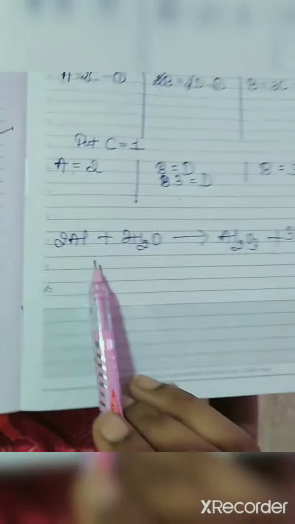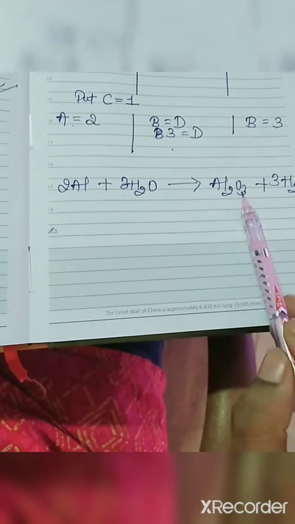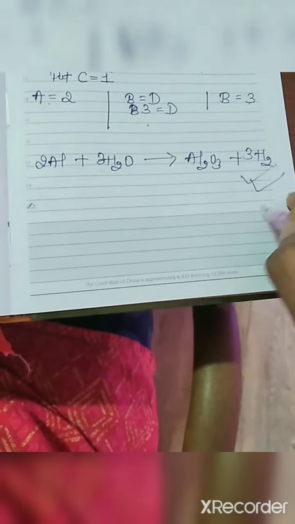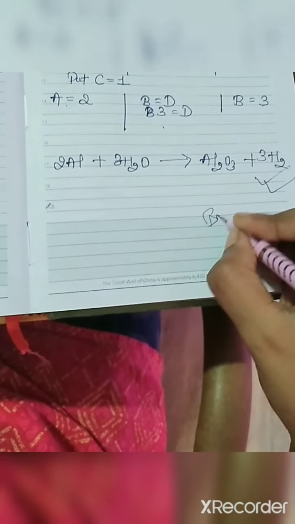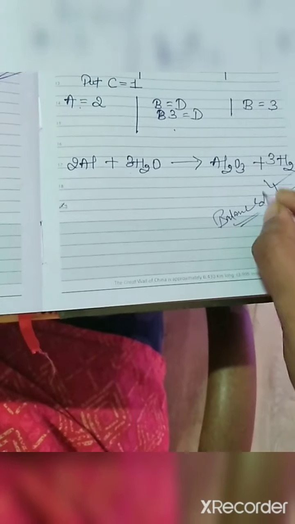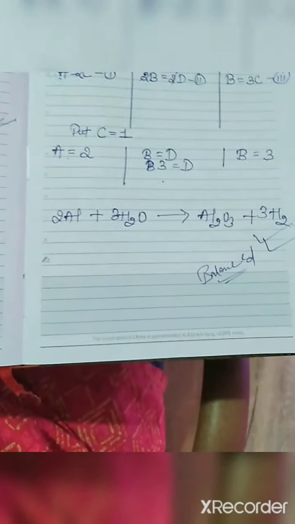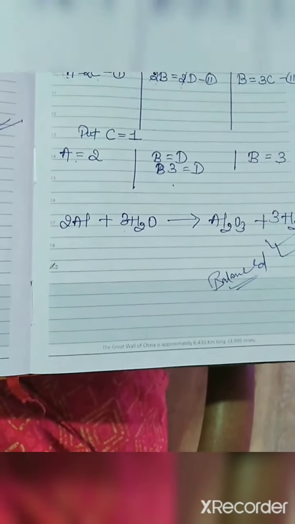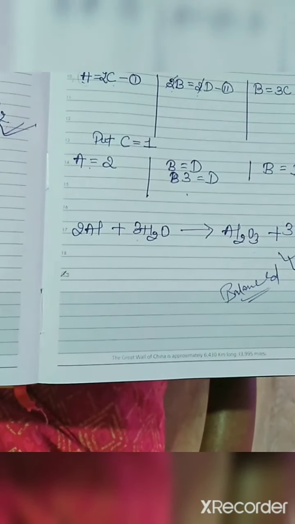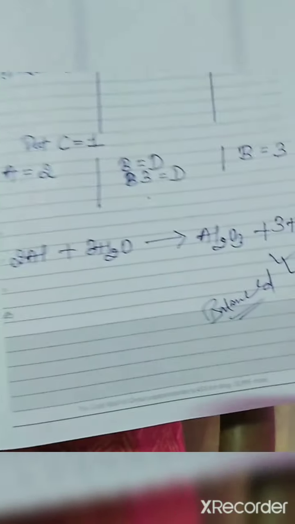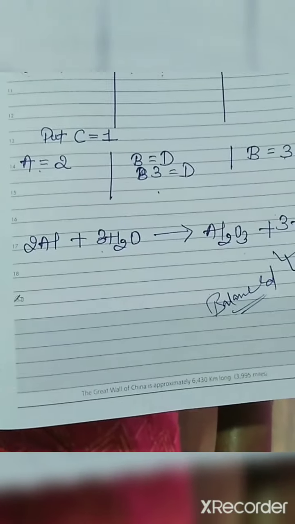Now we will check whether the reaction is balanced or not. 2Al and 2Al, 6H and 6H, 3 oxygen and 3 oxygen. This equation is balanced, in the same way as with the hit and trial method. Hope this video will help you a lot to solve equations with the hit and trial method and the ABCD method. Thank you.